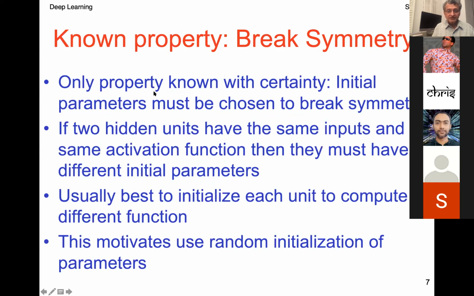A known property is to break symmetry. The only property known with certainty is that initial parameters must be chosen to break symmetry. What do you mean by symmetry? If two hidden units have the same inputs and the same activation function, then they must have different initial parameters. So let's say both of them are using sigmoid or ReLU, but they have the same inputs, then they must have different initial parameters. Usually it is best to initialize each unit to compute a different function. This motivates the use of random initialization of the parameters.